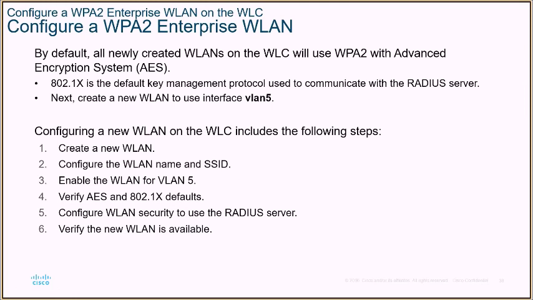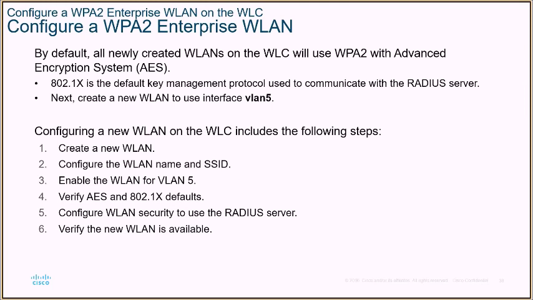By default, all newly created wireless LANs on the Wireless LAN Controller use WPA2 with advanced encryption. And so 802.1x is the default key management protocol used to communicate with the RADIUS server. Next, create a new wireless LAN to use interface VLAN 5. And so from there, you configure a new wireless LAN for the Wireless LAN Controller.